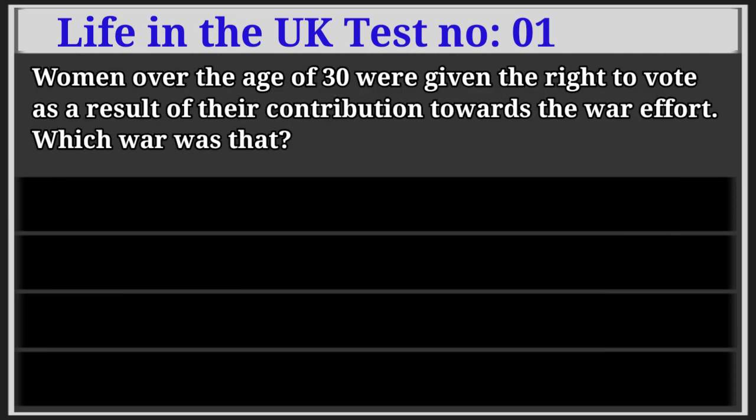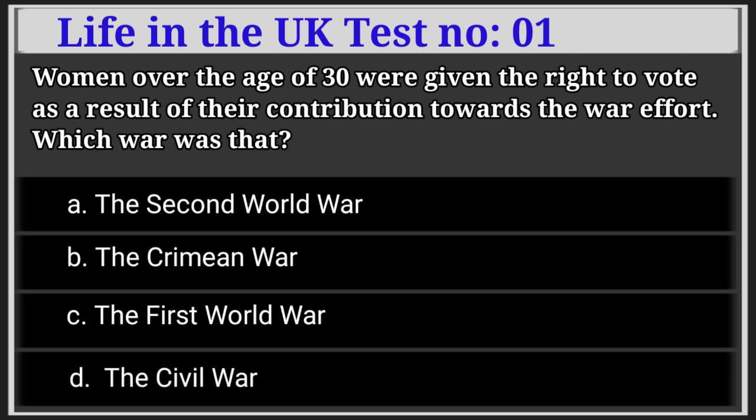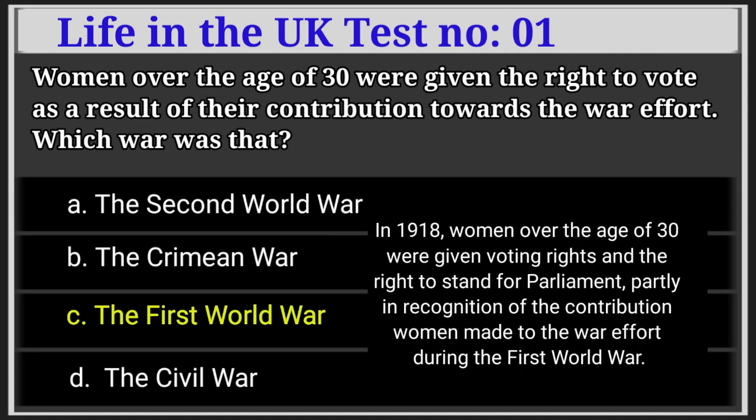Life in the UK test. Question 9 of 24. Women over the age of 30 were given the right to vote as a result of their contribution towards the war effort. Which war was that? A. The Second World War. B. The Crimean War. C. The First World War. D. The Civil War. The correct answer is C. The First World War. In 1918, women over the age of 30 were given voting rights and the right to stand for Parliament, partly in recognition of the contribution women made to the war effort during the First World War.